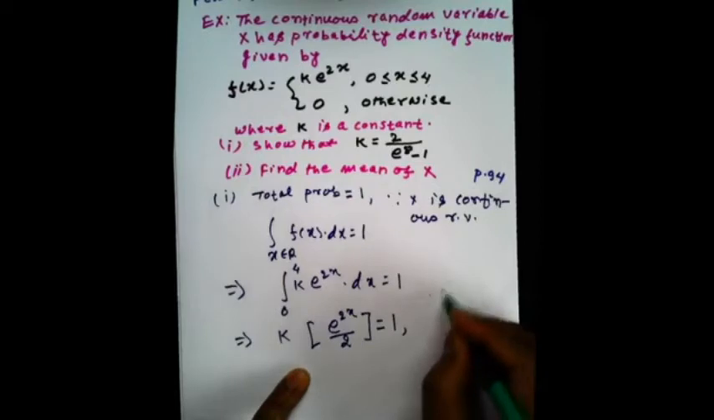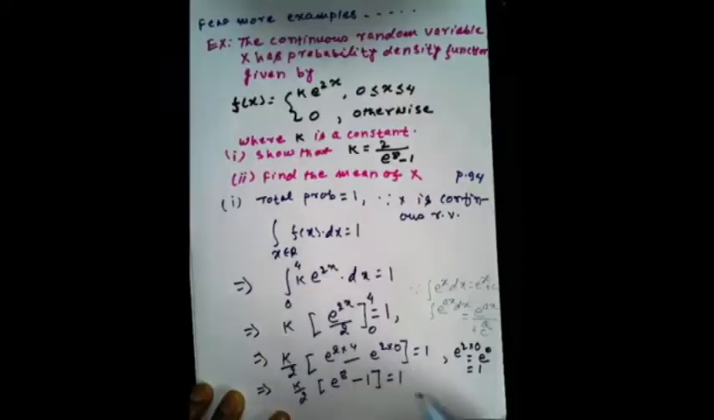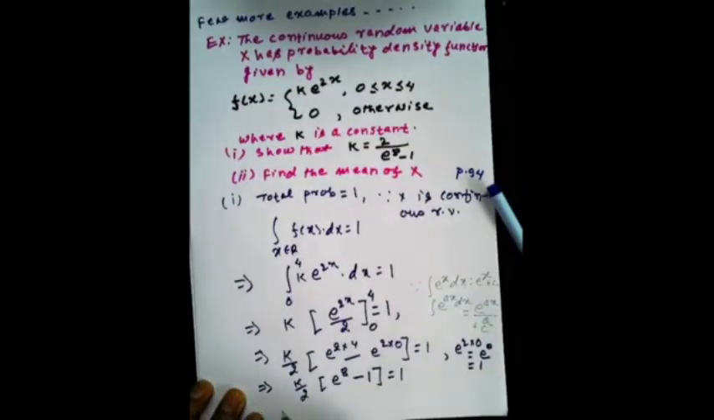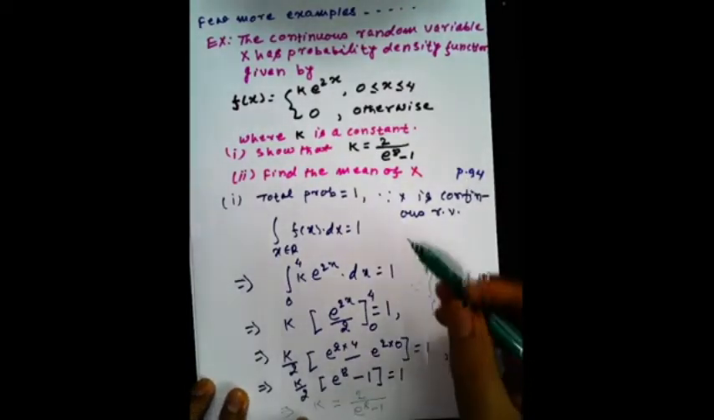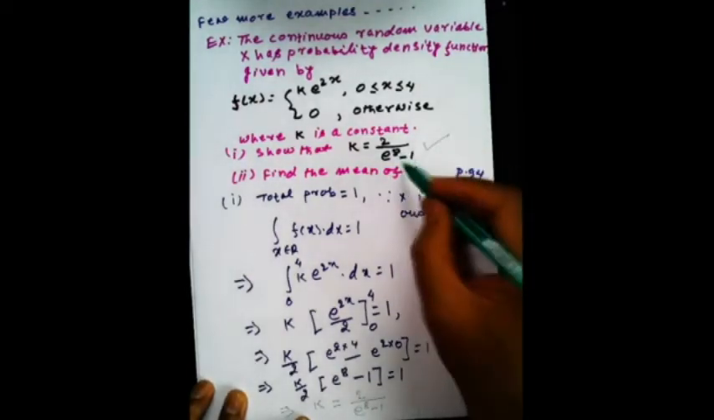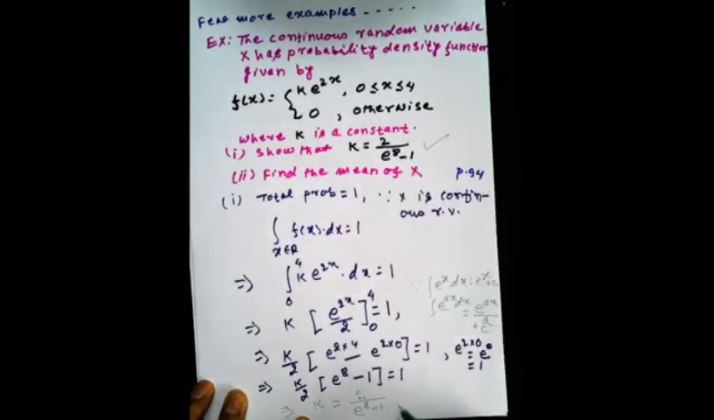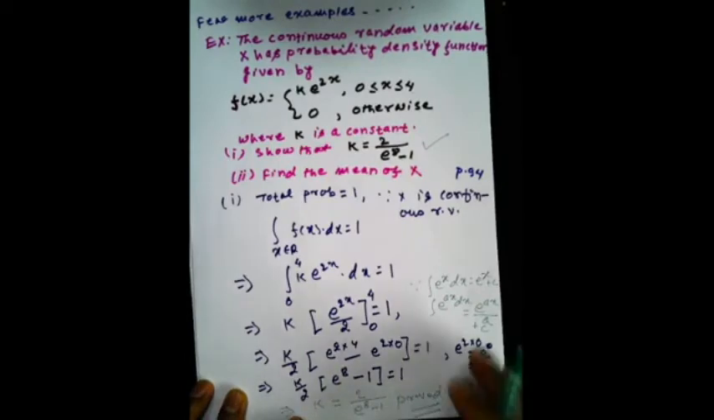Finally we have k equals, if you transpose this to the right side, 2 is here and this term will be divided, so e to the power 8 minus 1. Let's check whether or not we have matched the result that we need to show. Yes, so 2 divided by e to the power 8 minus 1, and we have proved it.